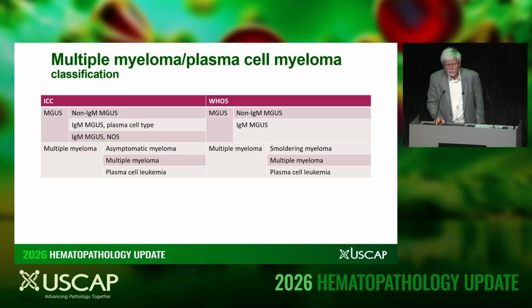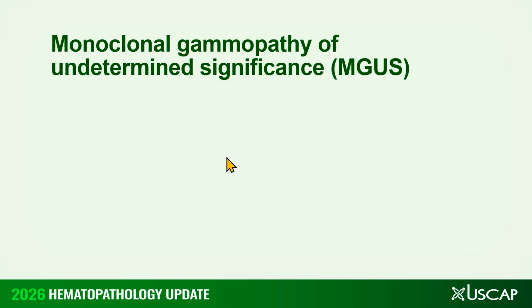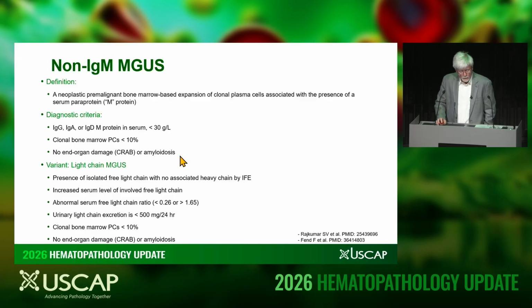This is sort of an overview of the two different classification schemes. Overall, they're actually quite similar. There are some differences with regard to MGUSs, but really once we get into myeloma proper, the two classification schemes are actually quite similar. So let's go ahead and turn to MGUS then.